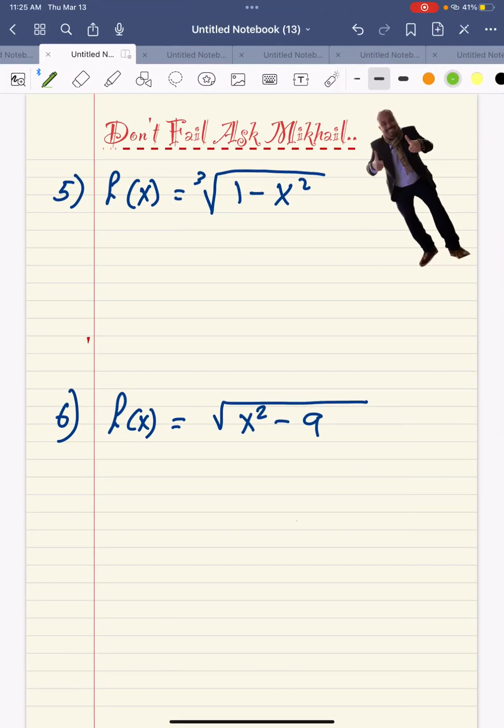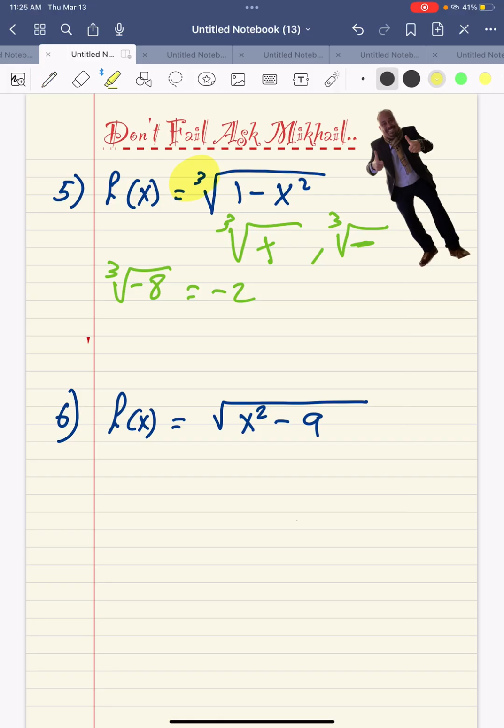Let's look at it. First of all, this is a cube root. What do you mean a cube root? Cube root, that is okay to have a positive and okay to have a negative. A negative number multiplied by itself 3 times gives you negative 8. So what is the cube root of negative 8? That equals negative 2. So that means it is okay to have a negative here. So it can be any number here.